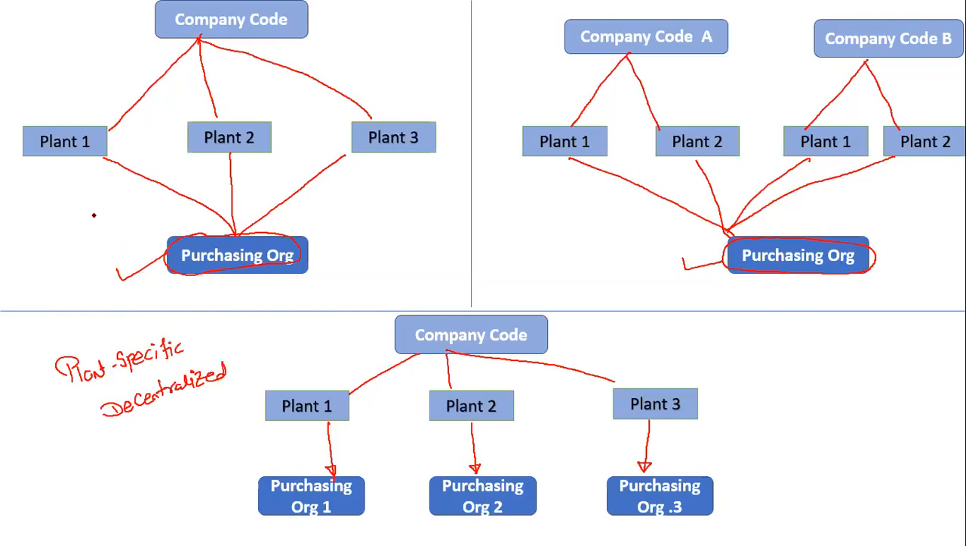And this is called a centralized purchasing organization. A single purchasing organization is responsible for the entire company. We can call it a cross plant purchasing organization, as here you can see many plants have a single purchasing organization. Similarly, this we can call a cross company code purchasing organization. I hope this is understood.